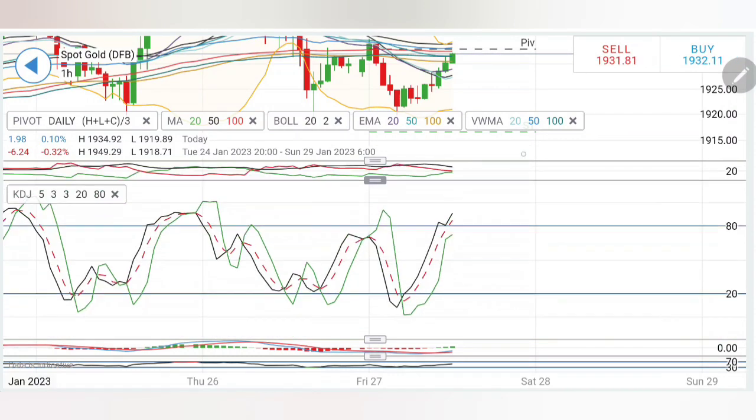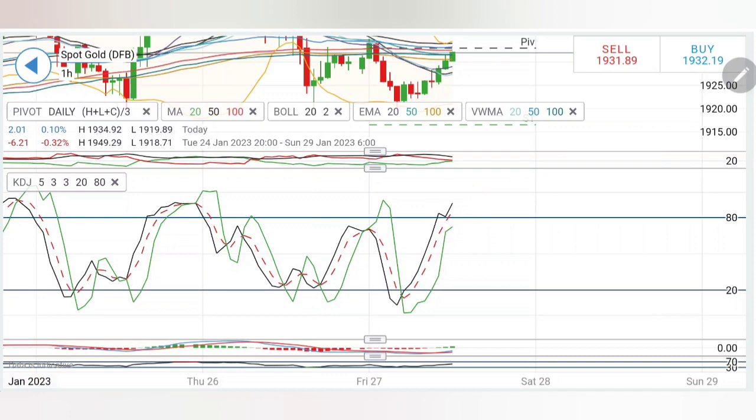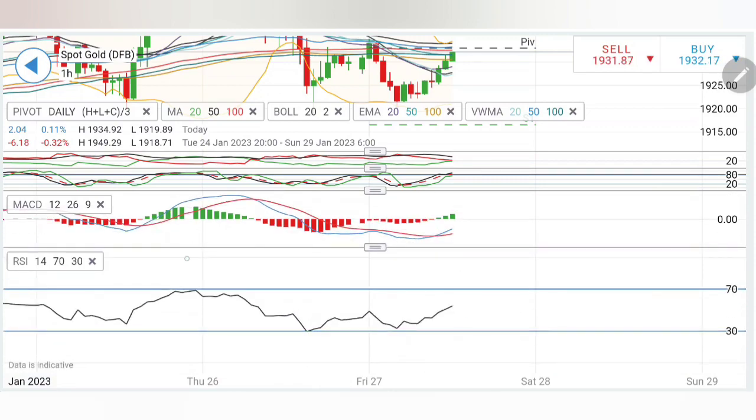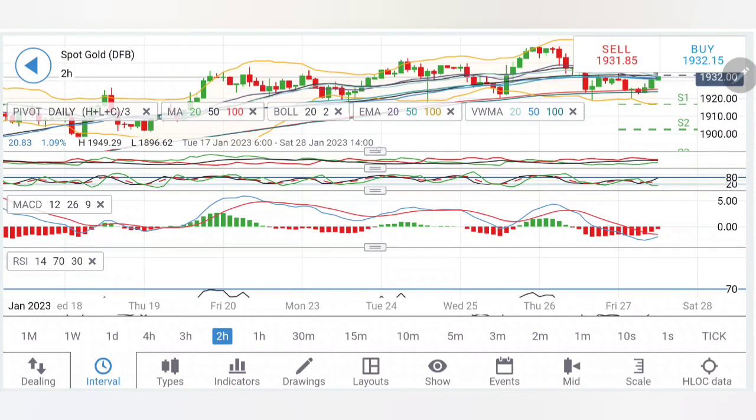Now look, directional movement is bearish. Stochastic has come to the overbought zone. The MACD has crossed over. This is trading with divergence. This is trading bullish, looking upwards here. RSI is also looking upwards here.